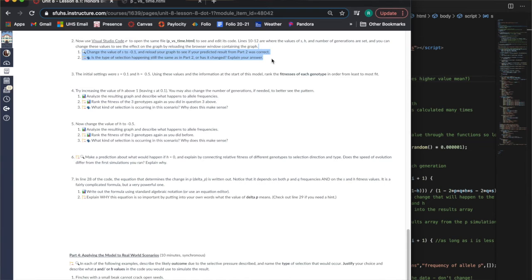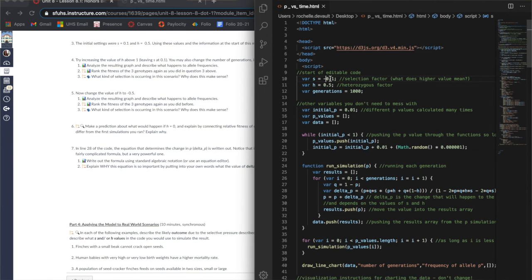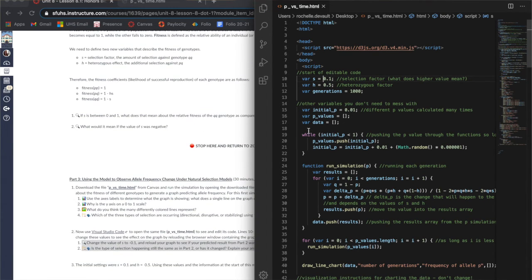Okay. The initial settings were this. Using the values and most of the information, rank the fitness of each genotype in order from least to most fit. Okay, let's go back to our code, and we see that that's asking for the original, so I'm going to go back to this.